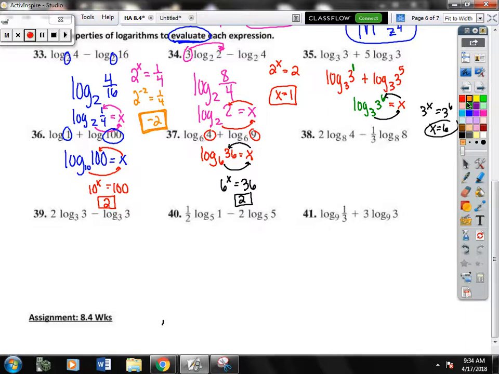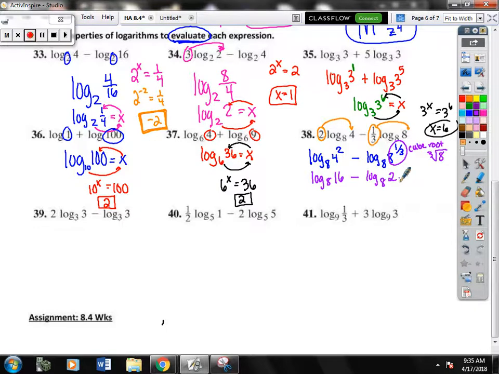The next one has power and product. So when you see these numbers in the front, you want to go ahead and put them back up as exponents. So this will get me log base 8 of 4 squared minus log base 8 of 8 to the 1/3 power. 4 squared is 16. Now you do have to use your prior knowledge that the 1/3 power is the same thing as a cube root. The cube root of 8 is 2.